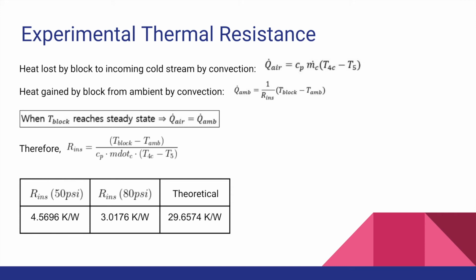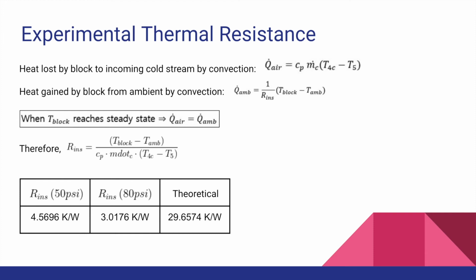So, the experimental thermal resistance is T block, which is the temperature of the block, minus ambient temperature, over the cold mass flow rate times specific heat times the cold T4 minus T5. This resulted in a thermal resistance of 4.57 Kelvin per watt for 50 psi and 3.018 Kelvin per watt for 80 psi.